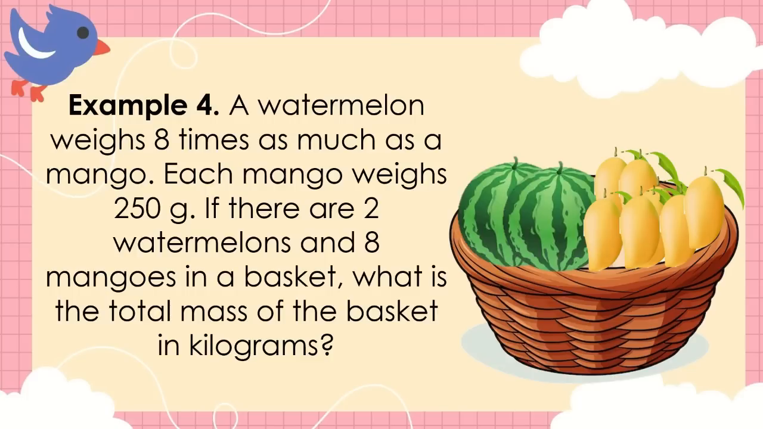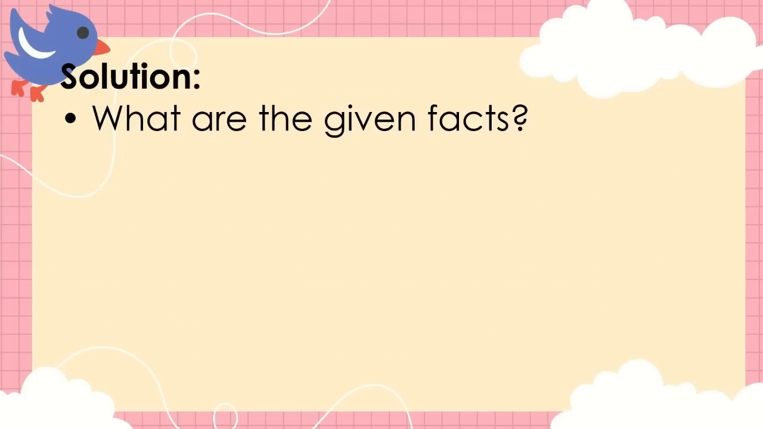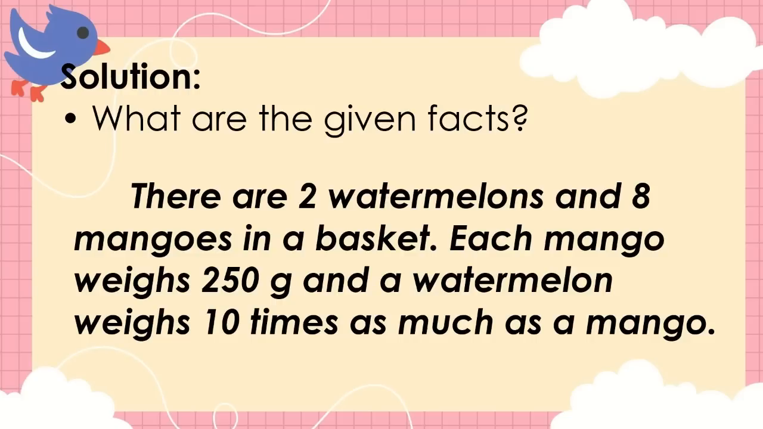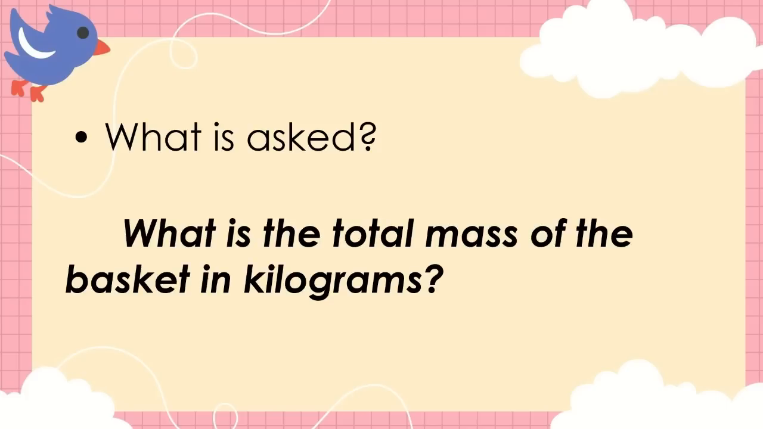Example number 4. A watermelon weighs 8 times as much as a mango. Each mango weighs 250 grams. If there are 2 watermelons and 8 mangoes in a basket, what is the total mass of the basket in kilograms? For the solution, what are the given facts? There are 2 watermelons and 8 mangoes in a basket. Each mango weighs 250 grams and a watermelon weighs 10 times as much as a mango. What is asked? What is the total mass of the basket in kilograms?